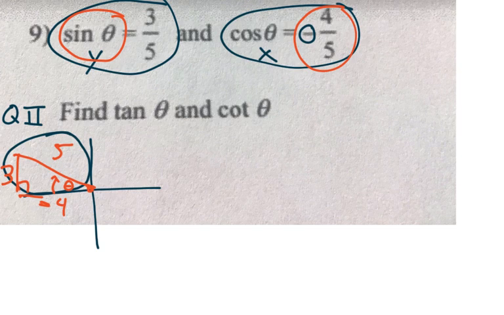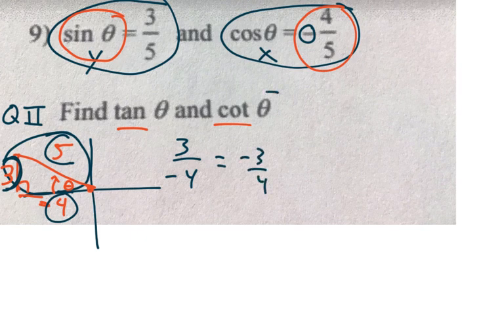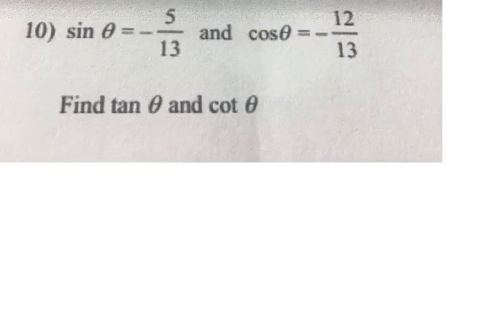Now, I'm going a little fast because hopefully you're kind of familiar with this. But as you can see, we now can find tangent and cotangent very easily. Remember, tangent is going to be the opposite over the adjacent, negative 4, so we would say that's negative 3/4. The cotangent is just simply the reciprocal of it, so we would say the cotangent is negative 4/3. But there's a big but here, guys.